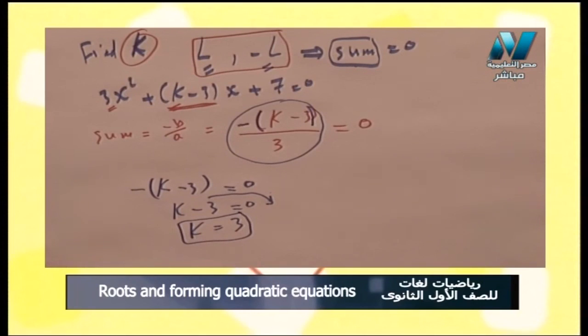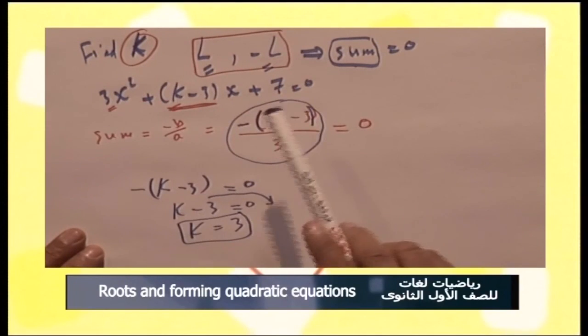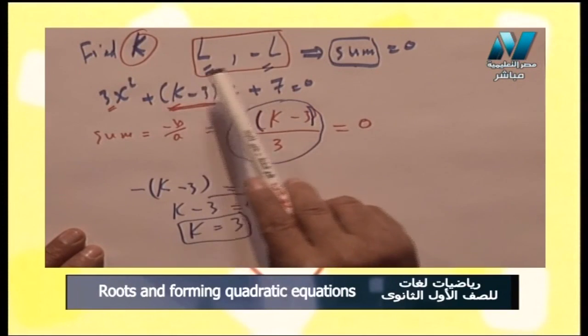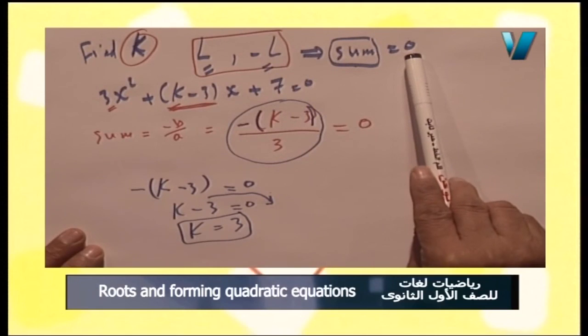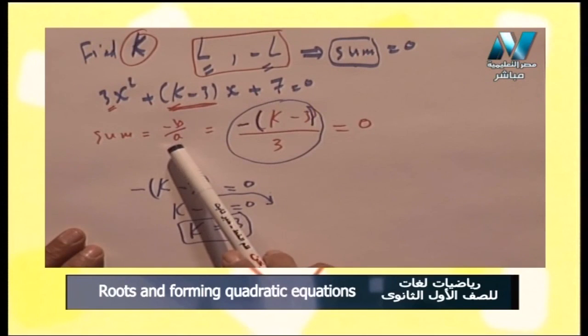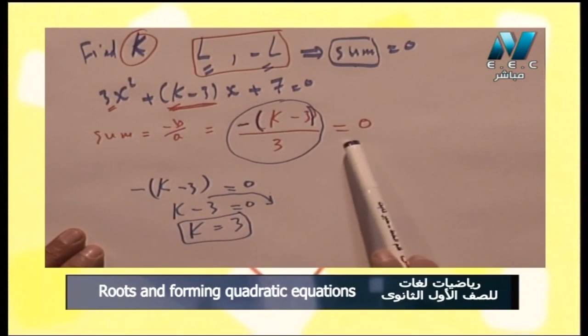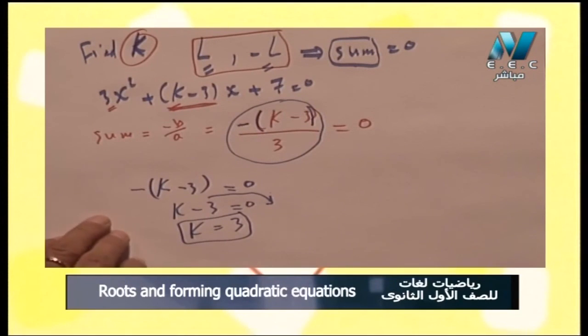Yes, it's very easy. The question is find k in this equation if what? If one of the two roots equals the additive inverse of the other. You will deduce easily that the sum equals 0. And you will find out the sum here. Sum equals negative b over a, which is negative (k minus 3) over 3. And we equalize it by 0. We have found that it is a very easy equation and easy to find the value of k. Okay, let's move to another question.